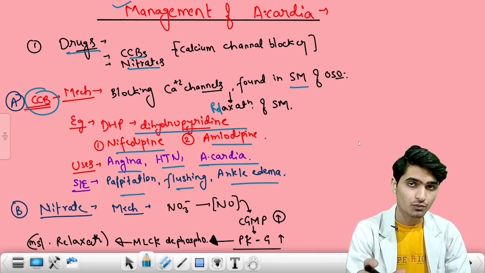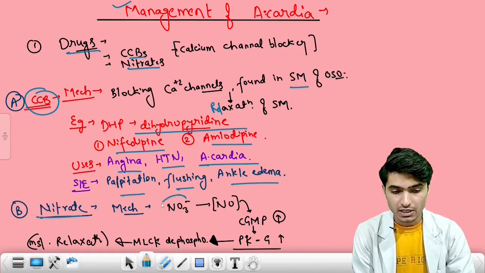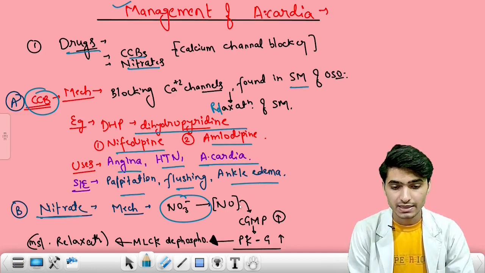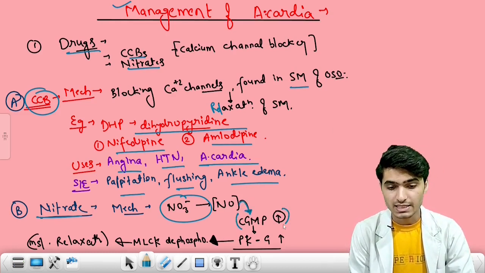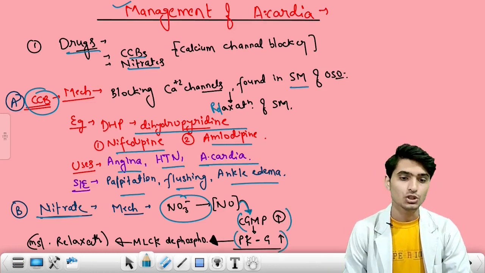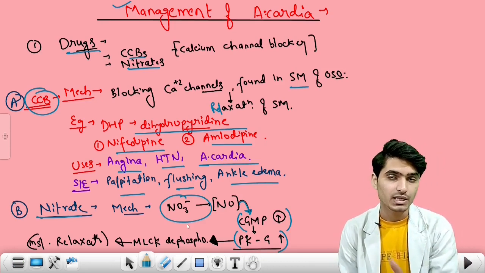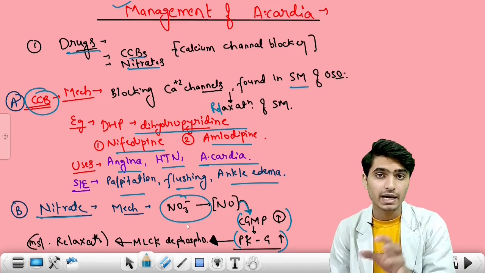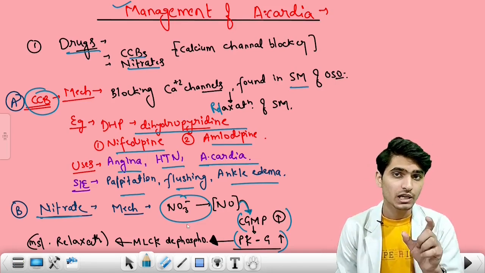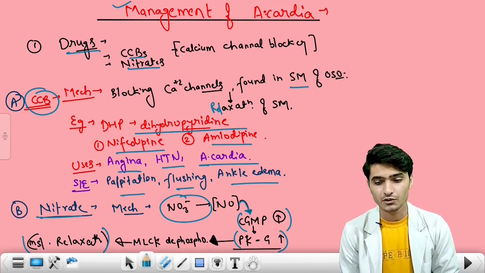This is the first category of drugs, followed by the nitrates. The mechanism: the nitrate is first broken down to nitric oxide, and this nitric oxide stimulates cyclic GMP, and that in turn stimulates protein kinase G, which dephosphorylates MLCK. MLCK is the main guy for the contraction of smooth muscles, and once it is inactivated, the muscle is relaxed. This is the mechanism here.